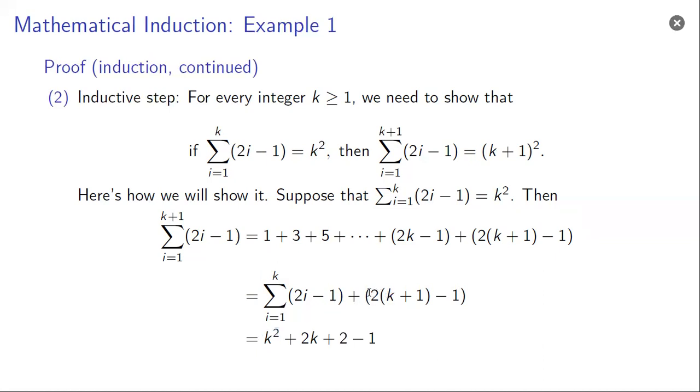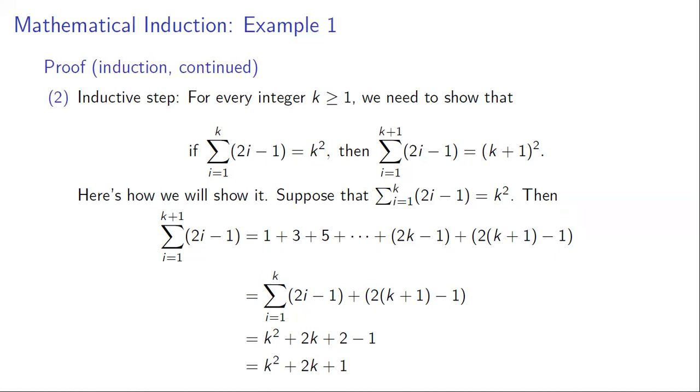And then let's expand this. So we have 2 times k, so that is 2k. Then we have 2 times 1, so that's 2. And then we have minus 1. So again, k squared plus 2k plus 2 minus 1. If we simplify that a bit, we have k squared plus 2k plus 1.